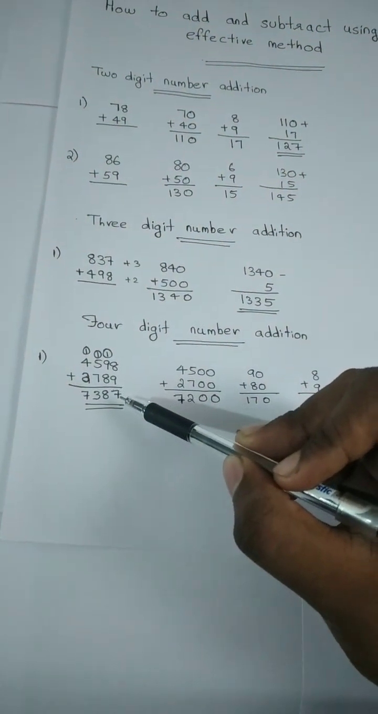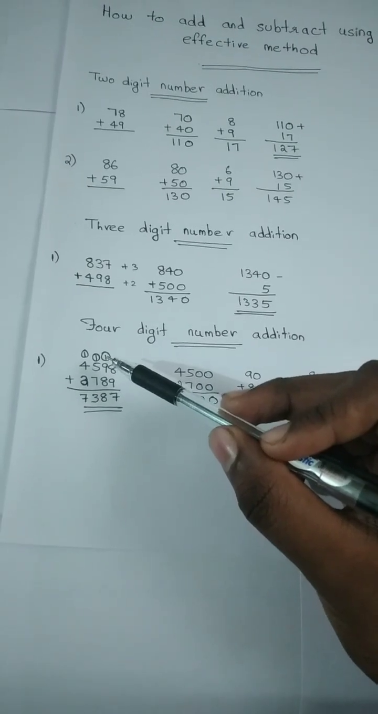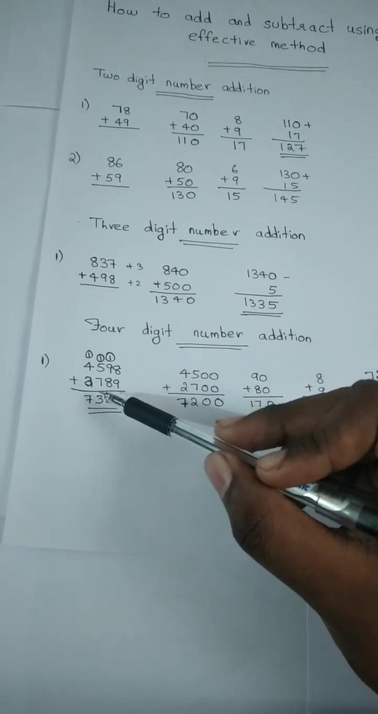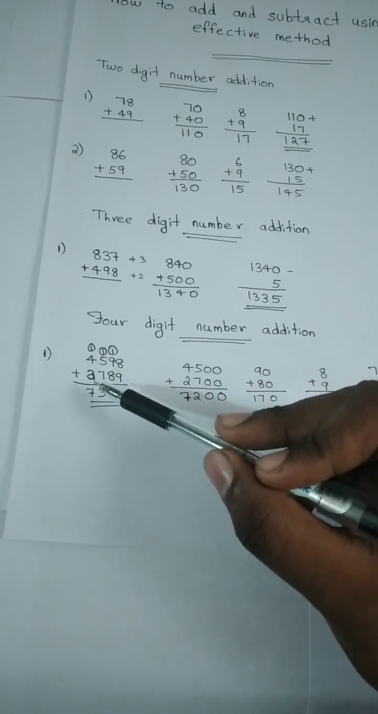8 and 9 would be 17, 7, 1 carry. 8 and 9 would be 17, and plus the carried 1, 18, 8, 1 carry. 1 plus 5 would be 6, 6 plus 7 would be 13, 3, 1 carry. 4 plus 1 would be 5, 5 plus 2 would be 7.